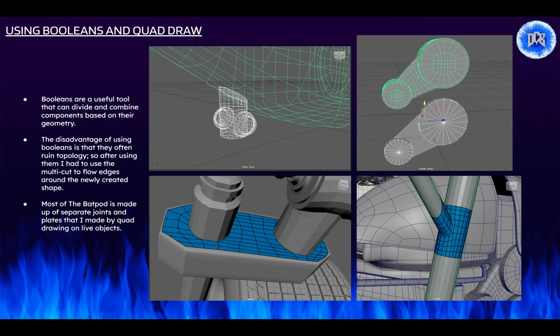Booleans are a useful tool that can divide and combine components based on their geometry. The disadvantage of using Booleans is that they often ruin topology, so after using them I had to use the multi-cut to flow edges around the newly created shape. Most of the backpod is made up of separate joints and plates that I made by quad drawing on live objects.